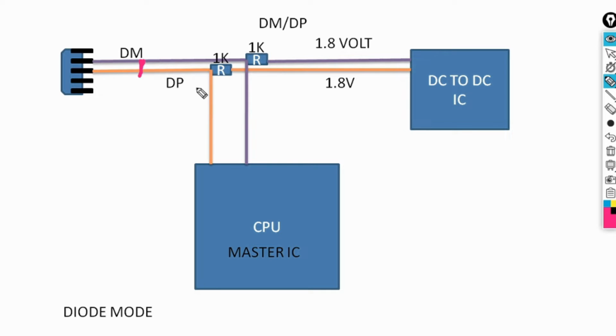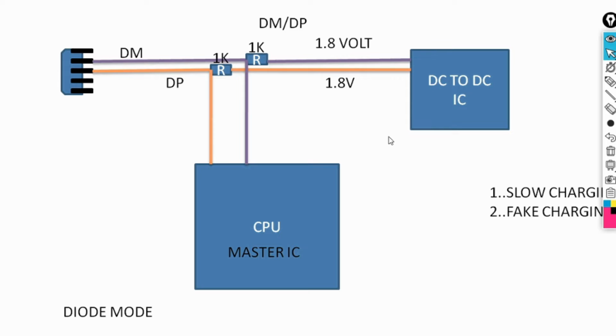So the CPU senses that a charger is connected, and the CPU gives a signal to the PMI or charging IC to enable fast charging, and your phone charges quickly. Now you understand the whole concept of DM and DP.